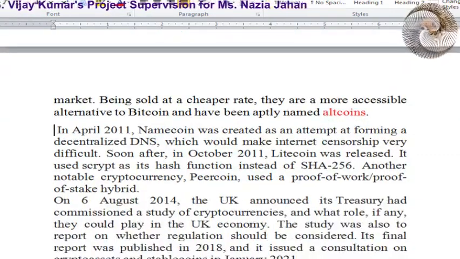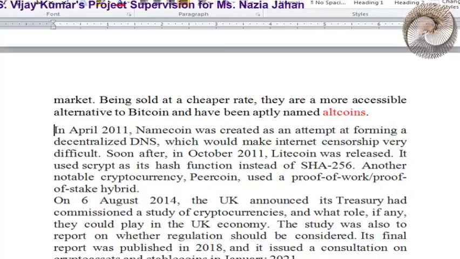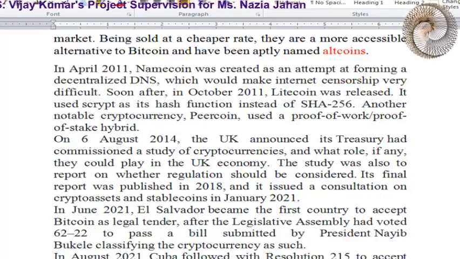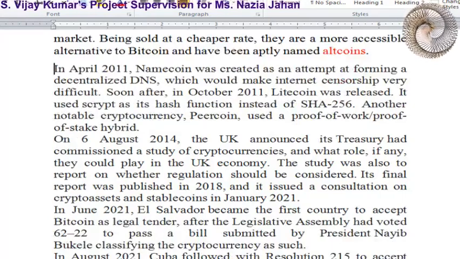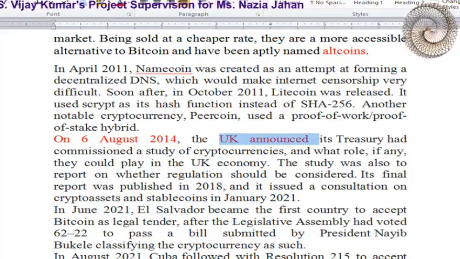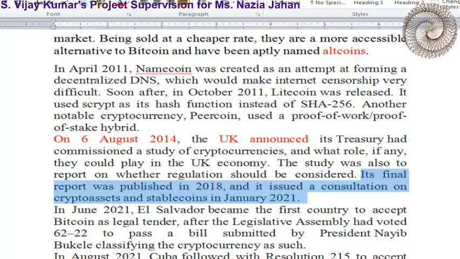Namecoin was created attempting to translate DNS. Good. In August, the UK announced the Treasury had commissioned this. All this is not a reference, announced. Maybe try to avoid such sentences. Its final report was published, consultation.